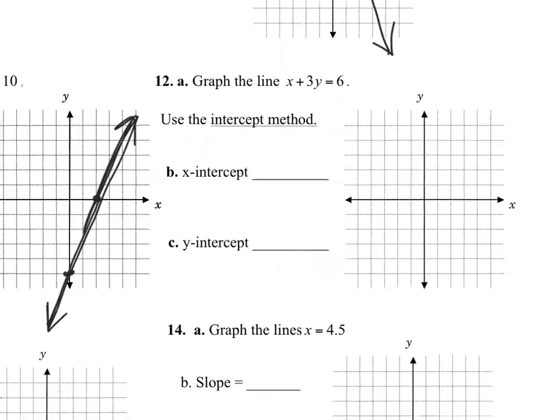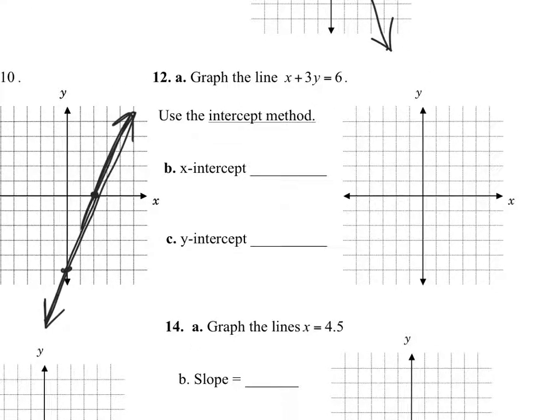All right, number 12. Same thing. You want to try this one? 2 of you? You want to try it? X-intercept, cover up the y. X equals 6. Y-intercept, cover up the x. Y equals 2. So I'm going to go to where x is 6. That's way over here. And y is 2. And draw a line.